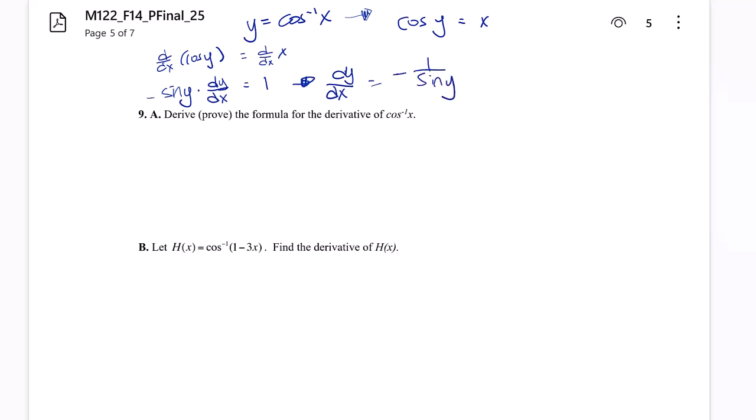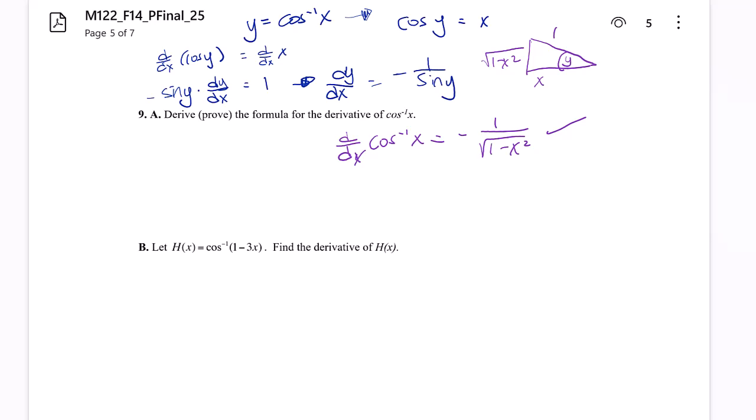Question is, what is sine y? That's where we do this. If cosine of y is equal to x, that means we're dealing with this situation. Our angle is y, and adjacent over hypotenuse is this. That means our opposite is radical 1 minus x squared. So d/dx of cosine inverse x is going to be negative 1 over sine y. Sine is opposite over hypotenuse, so negative 1 over radical 1 minus x squared, and that's our formula.